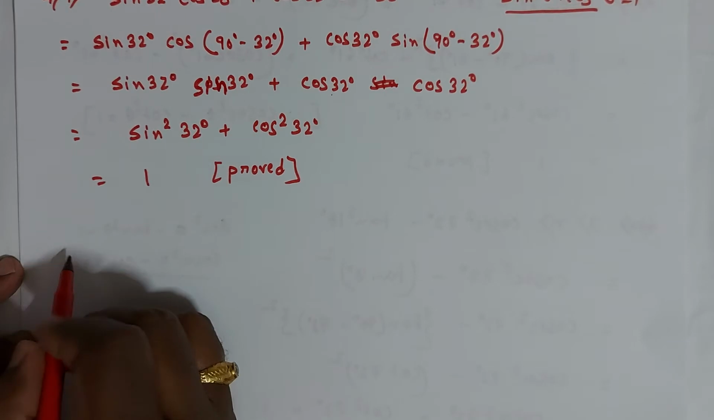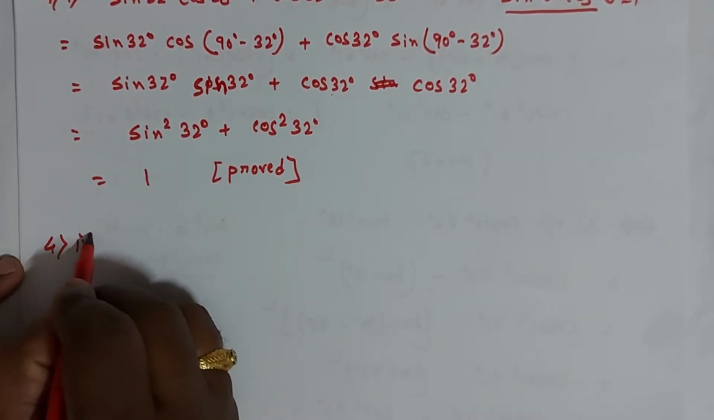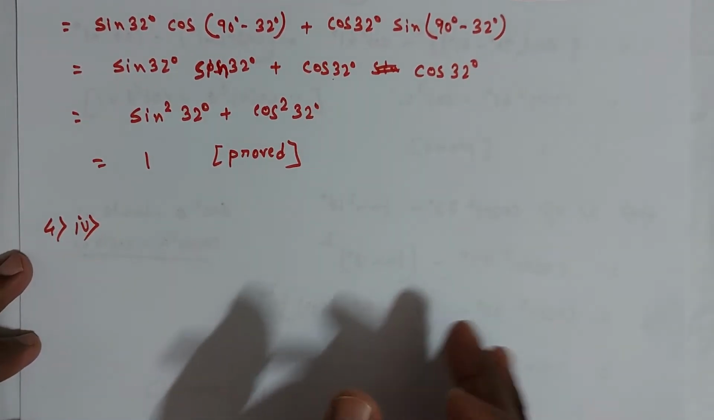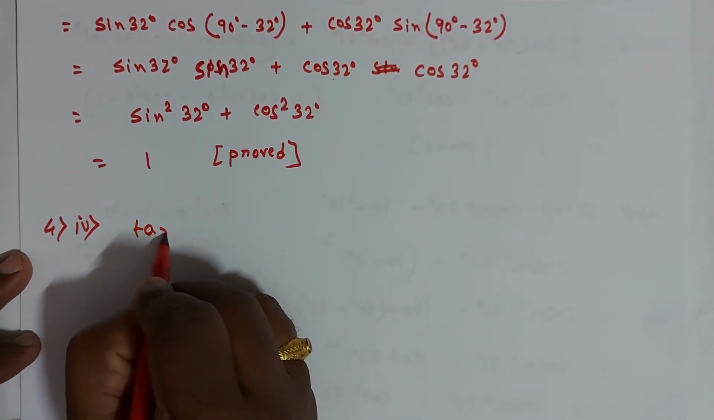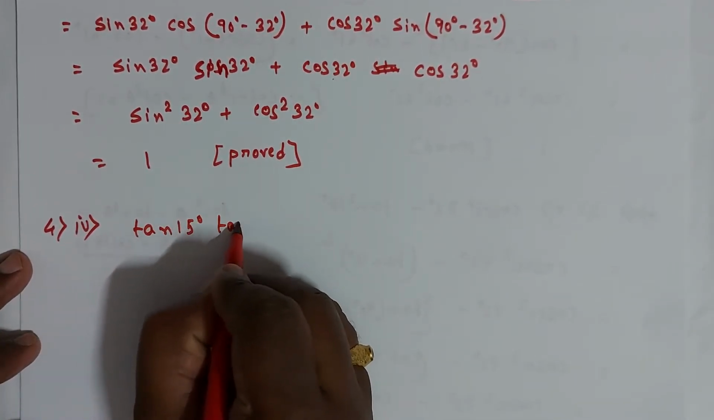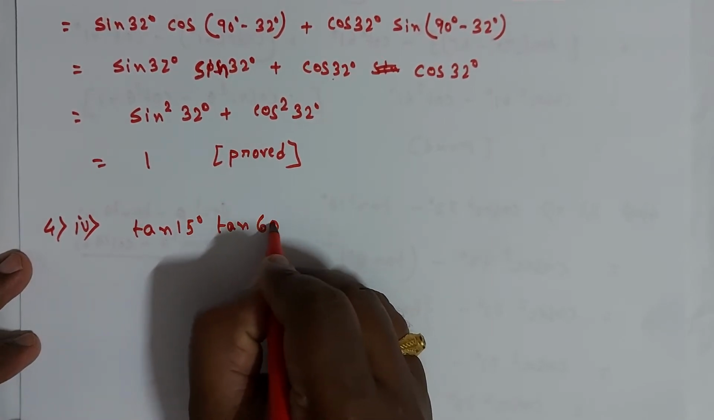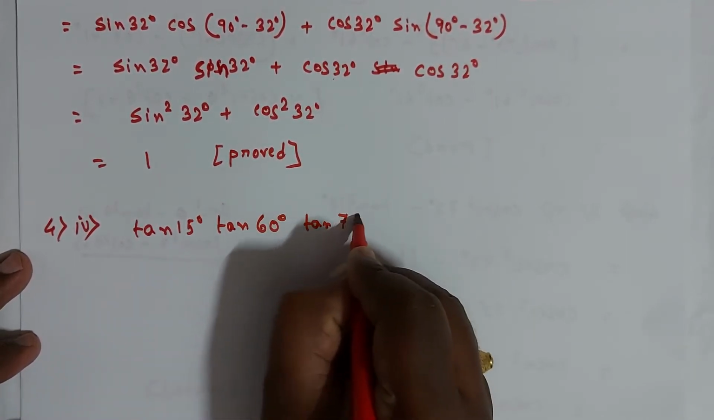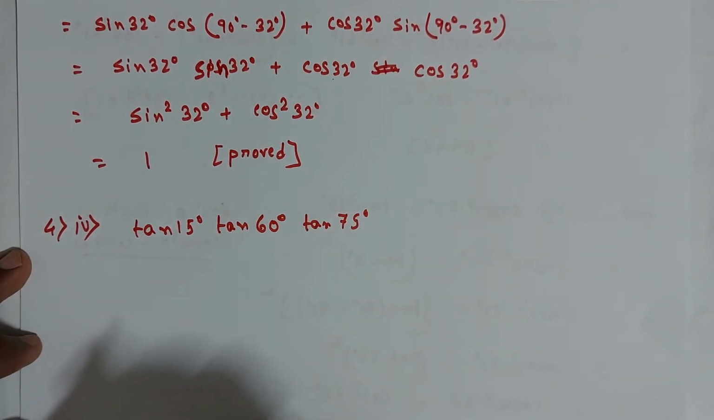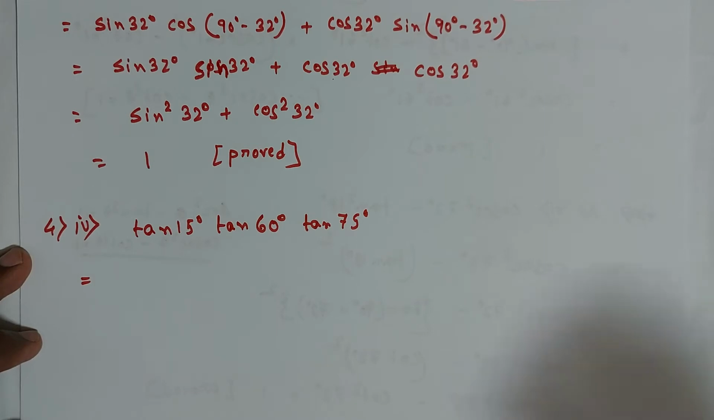Next is question number 4. Tan 15 degree into tan 60 degree into tan 75 degree equals root 3, we need to prove. So how will we prove? Let's see. To prove this, look at the question properly: tan 15 into tan 75 into tan 60.